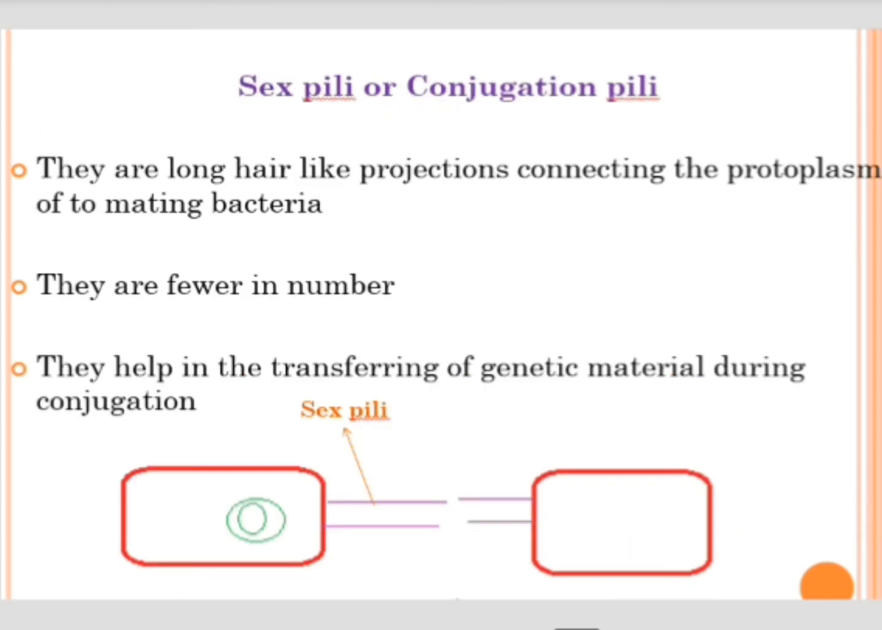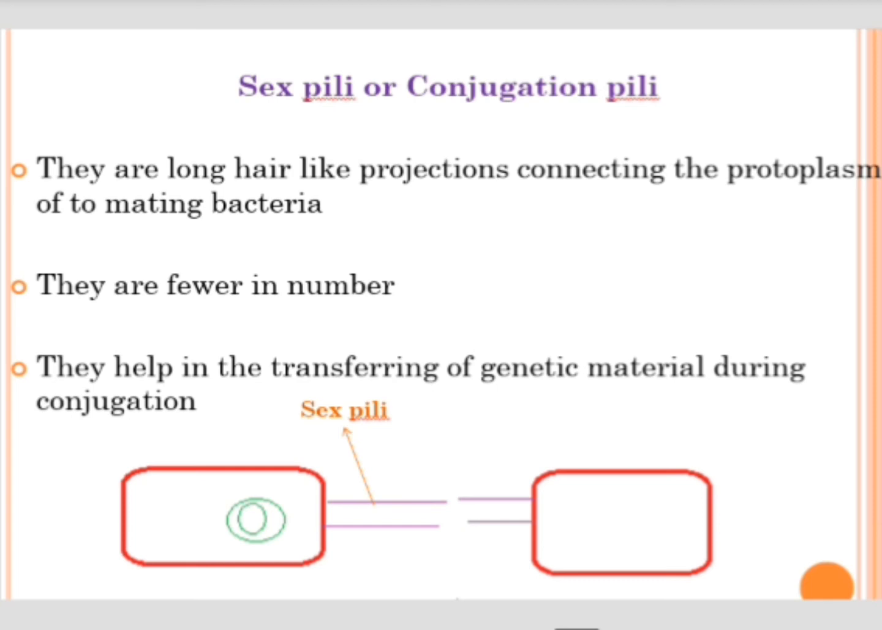Next is sex pili or conjugation pili. They are long hair-like projections connecting the protoplasm of two mating bacteria. So sex pili are somewhat elongated projections. They are also very thin, and they help to connect two bacterial cells. They are fewer in number and they help in the transfer of genetic material between bacteria during conjugation.